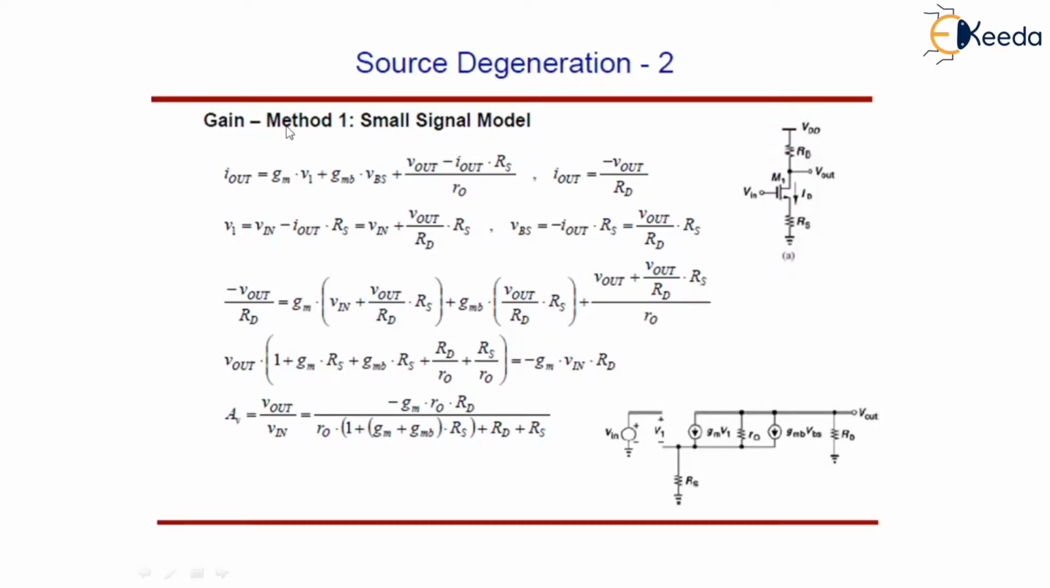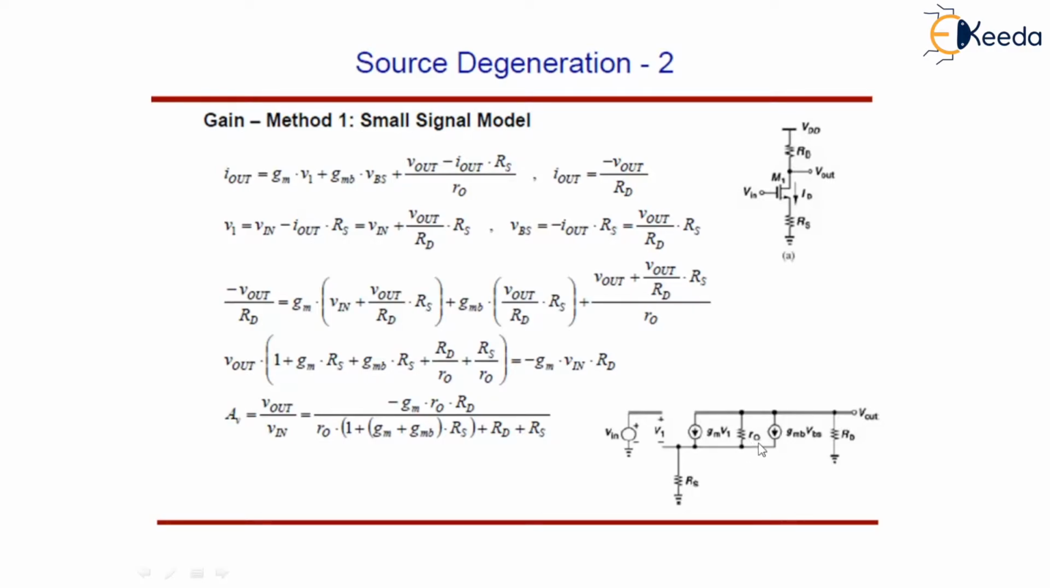Let us take the first method, that is the small signal model, and don't be confused by seeing these equations. They are not lengthy, they are simple KCL and KVL equations. Let us take them one by one. First, we make a small signal model of this circuit. Here is V_in, here is V1. V1 is simply VGS, the voltage between gate and source. This is the current gm V1. This is the resistance at the source, RS.